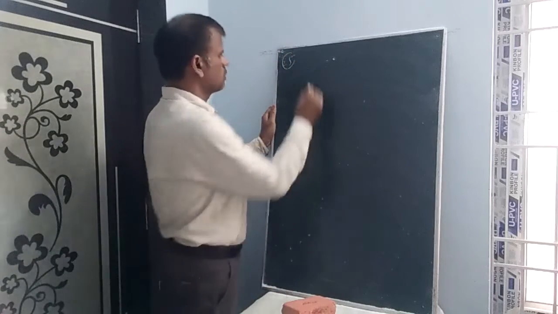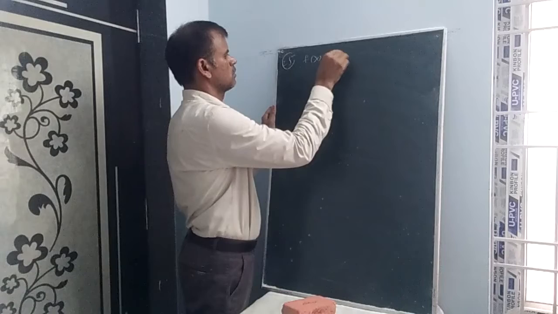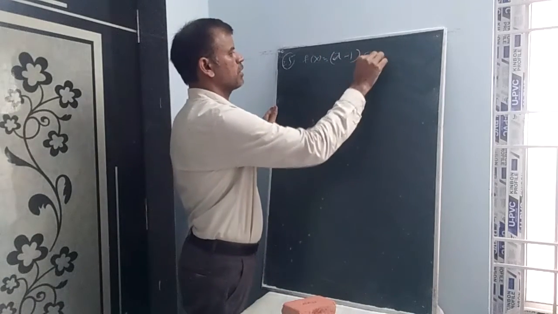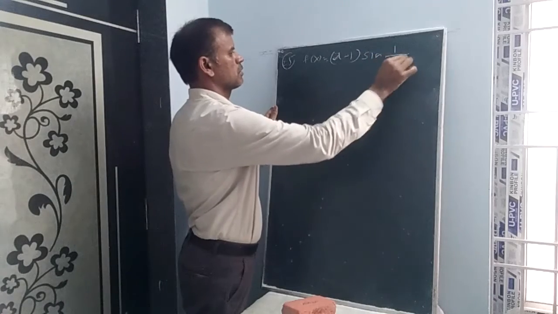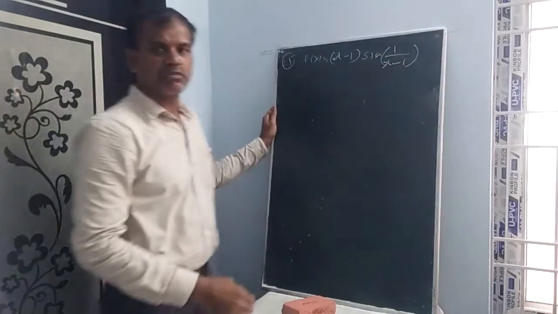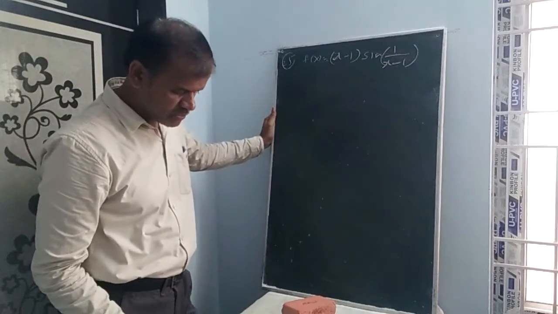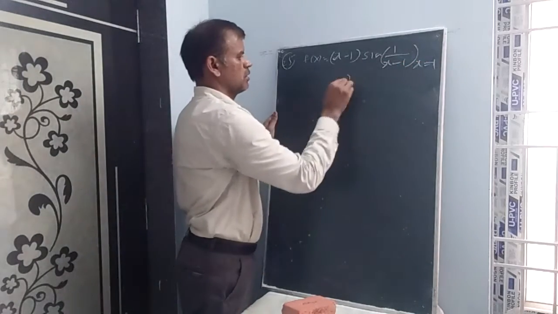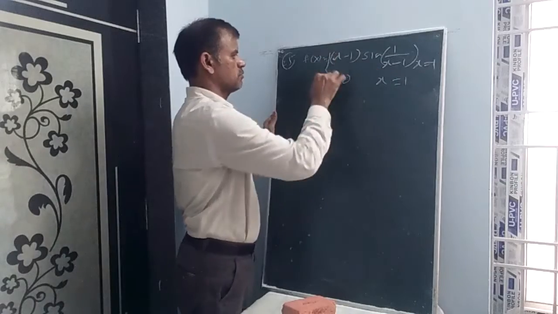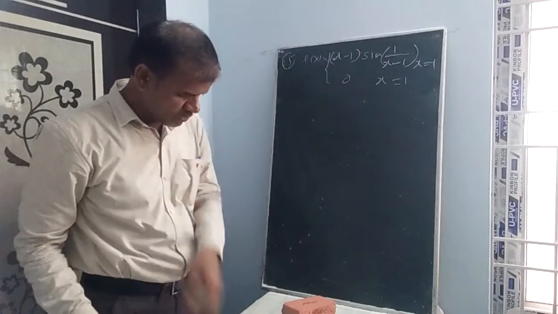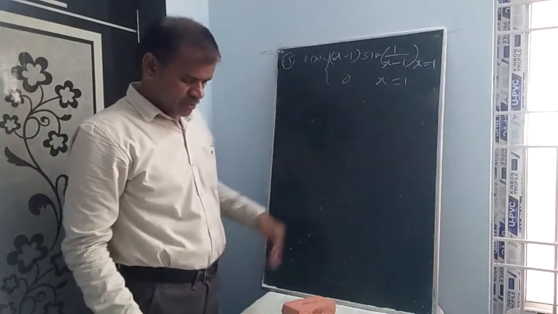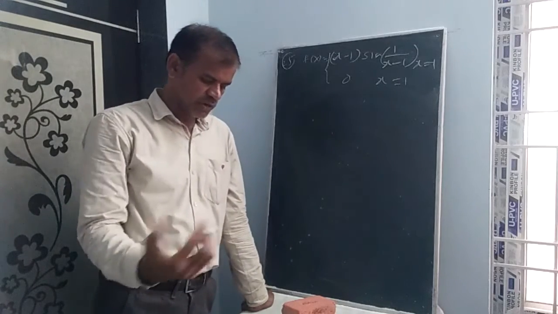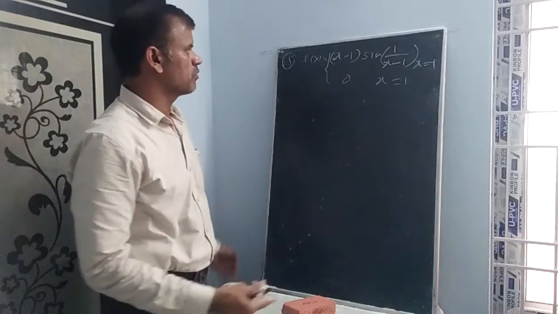f(x) = (x minus 1) sine of 1 by (x minus 1) for x not equal to 1, and 0 at x equal to 1. According to the options, it is given that f is differentiable at x equal to 0 but not at x equal to 1. For 0 and 1 we need to verify.